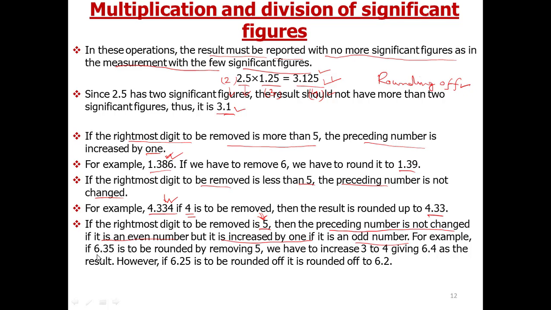So let us see here 6.35. Suppose we have to remove 5. As 3 is an odd number, we will increase 3 to 4, so the result will be 6.4. Similarly 6.25: if we have to remove 5, as the preceding digit is an even number, we will not do anything to it, so it can be rounded off as 6.2. So these are some rules to round off the digits.